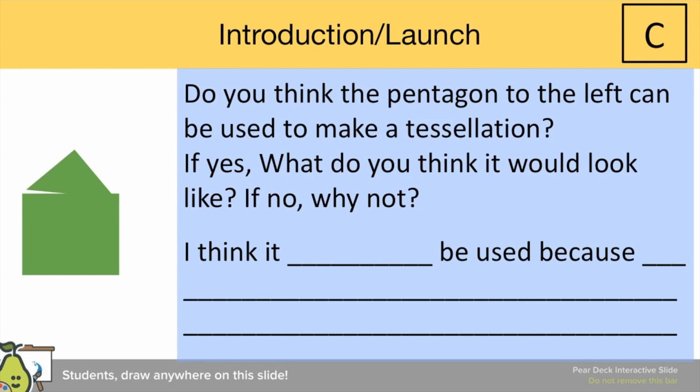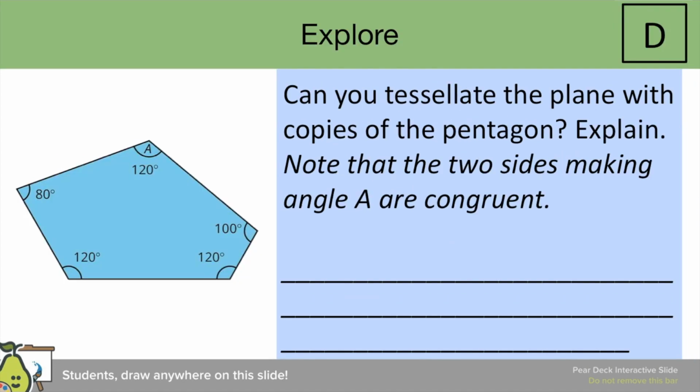Students are provided with a new image, and they are asked, do you think the pentagon to the left can be used to make a tessellation? Once again, they're asked, if yes, what do you think it would look like? If no, why not? Again, provide students with disabilities with a sentence frame. Students can say that this square base with a 45-45-90 triangle on top could possibly be used to tessellate.